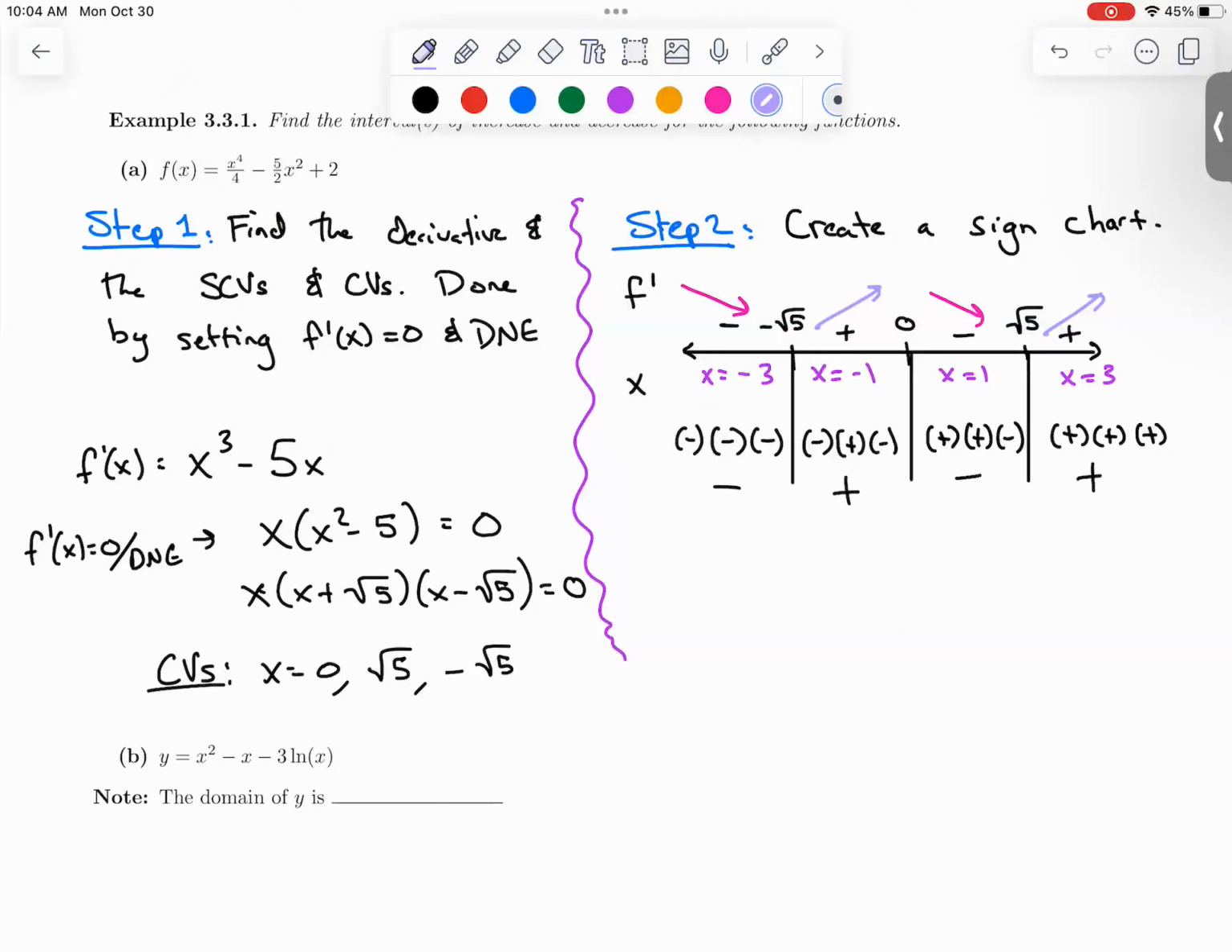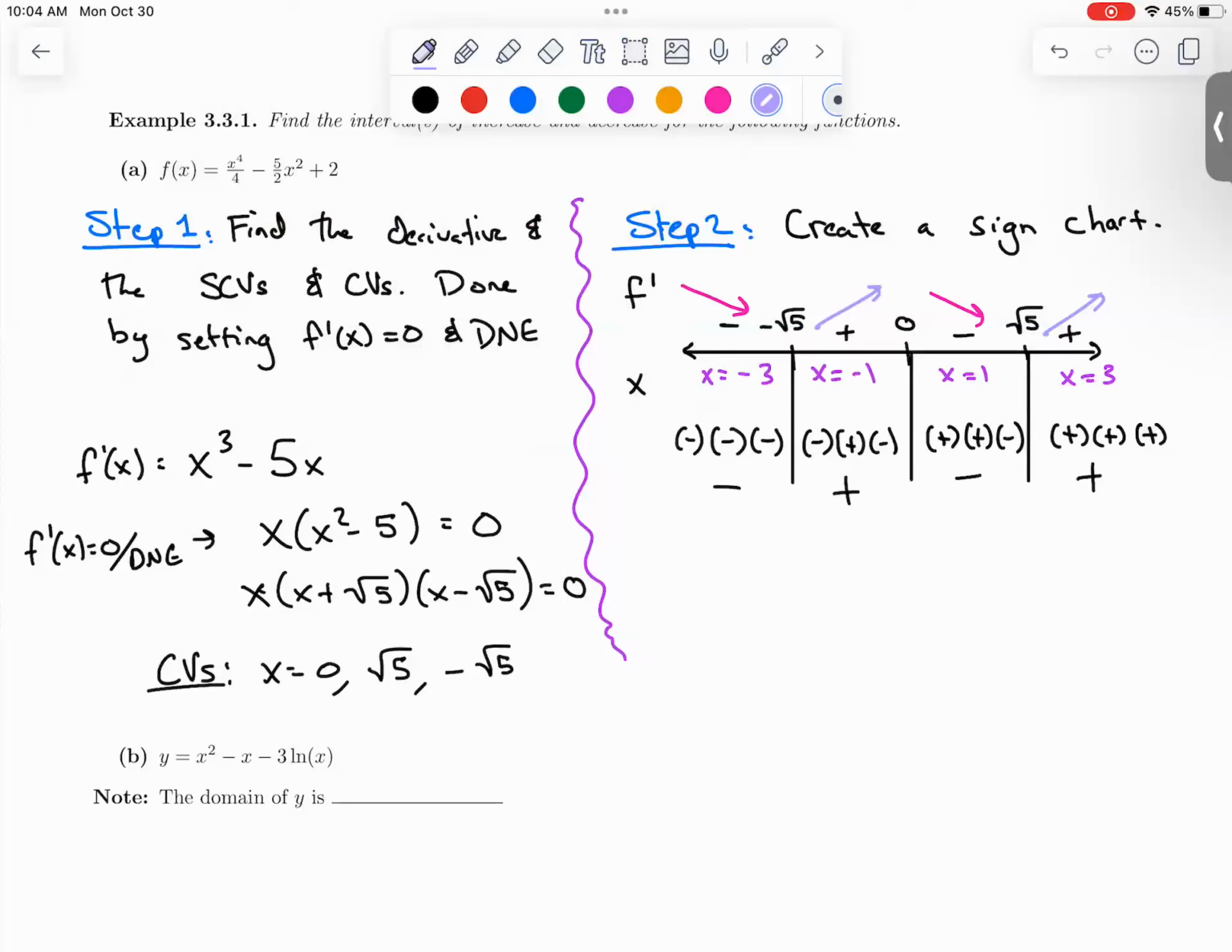Any questions on any part of what I did here? I made a sign chart to determine where the derivative is positive and negative. There are many different ways to make a sign chart. This is my way. You don't have to do my way. You can do whatever you learned, but I find that this is the fastest way. And so that's what we do. Any questions on that? No.